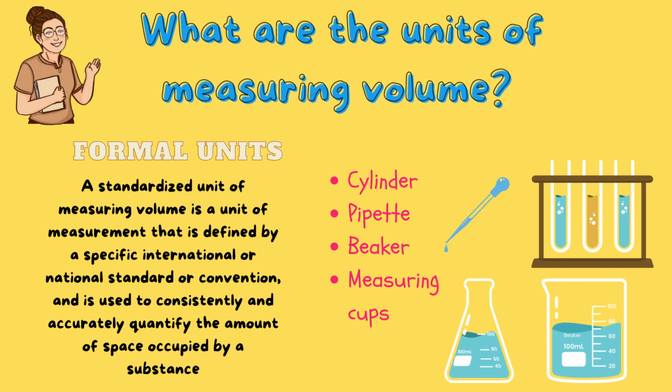When we need to be more exact with our measurements, we can use formal units of measurement. These are units that everyone agrees on, and they let us measure liquid volume in a very precise way. For example, we might use a measuring cup to measure out exactly 1 cup of milk for a recipe. Or we might use a graduated cylinder to measure out a very specific amount of water for a science experiment.